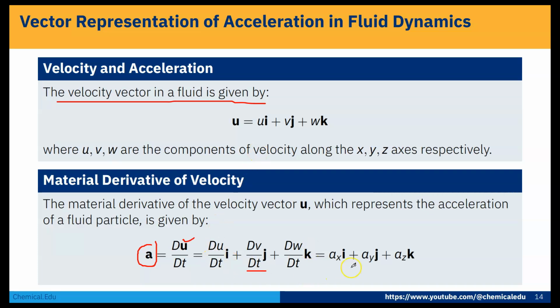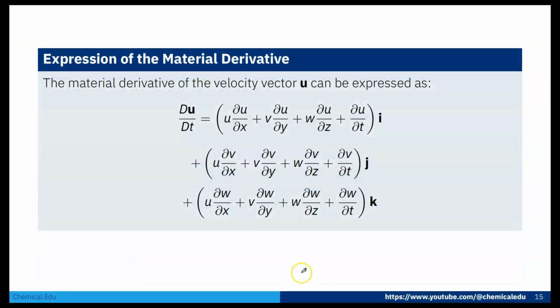So this is nothing but the acceleration ax, this is the acceleration ay, and this is the acceleration in the z direction. So acceleration A is nothing but ax i plus ay j plus az k. So ax is nothing but capital Du by Dt, ay is nothing but Dv by Dt, and capital az is nothing but capital Dw by Dt.